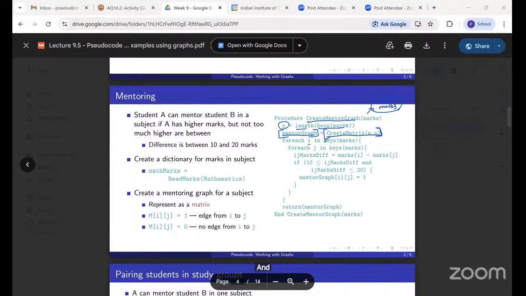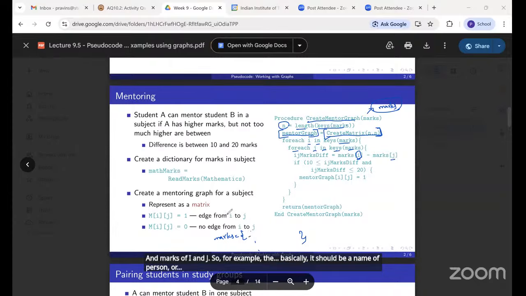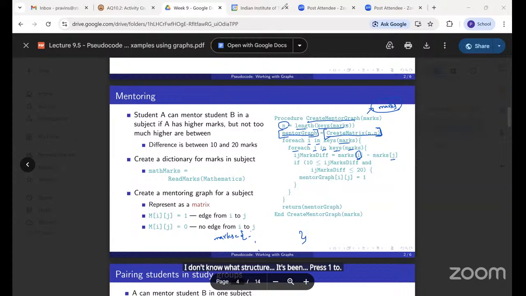And for each i in keys of the marks, and for each j in keys of the marks, basically we are iterating the keys of the marks dictionary. Marks is a dictionary and it has some keys, and we are iterating through it. And marks of i and j. For example, it should be a name of a person or it could be something else. I don't know what structure it's been referred to. Sequence number to marks.